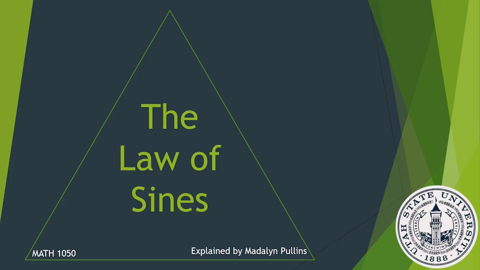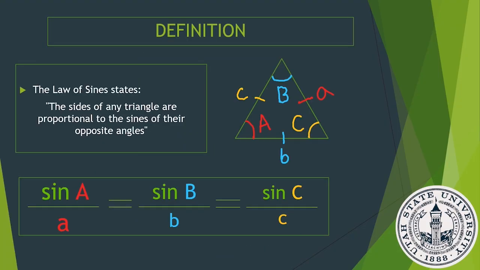Hi everyone! Today I'm going to be explaining what the law of sines is and how it can be used to solve different kinds of problems. The law of sines is a theorem that states that the sides of any triangle are proportional to the sines of their opposite angles. Just like a lot of mathematical concepts, and especially in a class like trigonometry, it is helpful to use a picture to better visualize what this actually means.